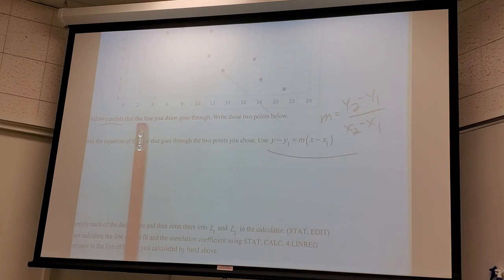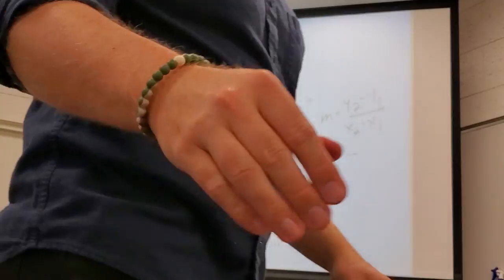Like we take 2 points, but which one's y0, which one's next? Oh, it doesn't matter. Because you see how it's y2 minus y1, x2 minus x1, it doesn't matter which one you call 1 or 2, because when you flip them both, the sign stays the same at the end. Okay. Does that make sense? Yeah. Okay.